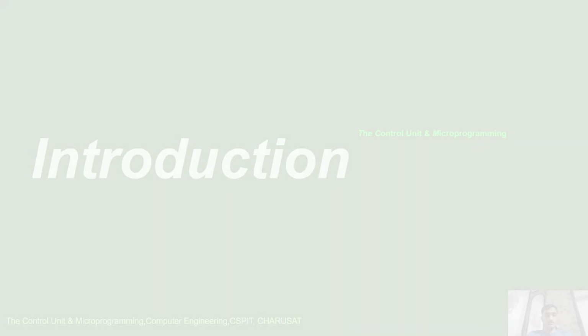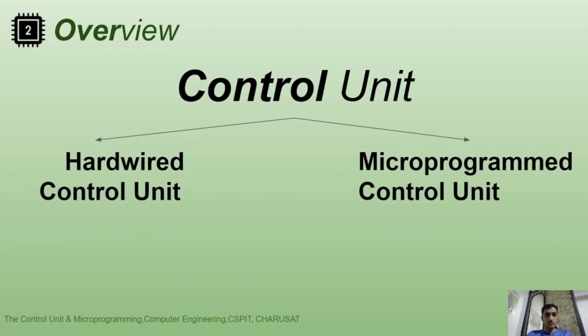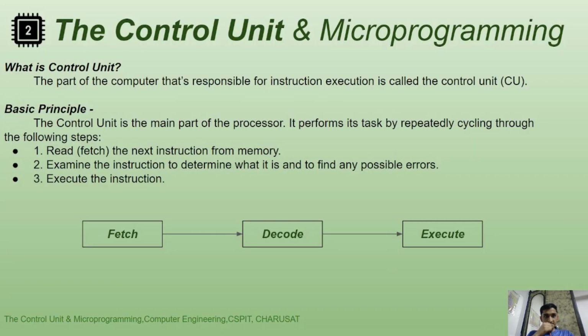So, introduction. The control unit has two parts: the hardwired control unit and the microprogrammed control unit. Before this, let's understand what a control unit is. The control unit is the part of the computer that is responsible for instruction execution. The basic principle on which the control unit runs is fetch, decode, execute.